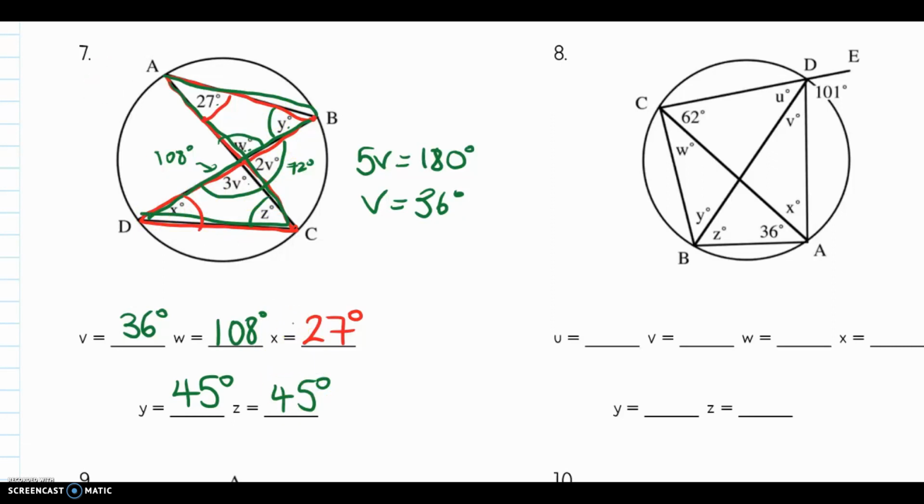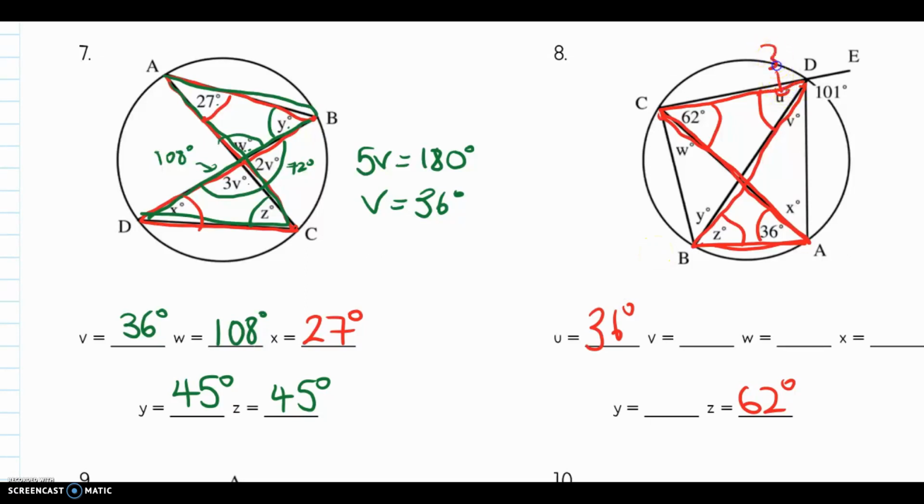Okay, for question 8, we're using the angle in the same segment again. So if I look at this angle from D to A is 62, then this angle from D to A must also be 62. That one must be 62. And I could do it the other way around. If this one is 36, then U must also be 36 degrees. They must be the same.